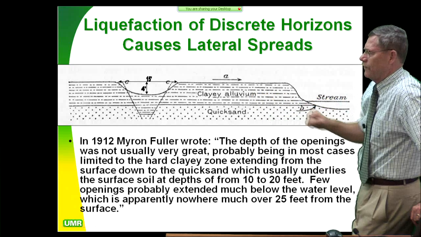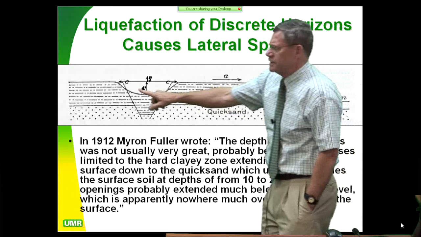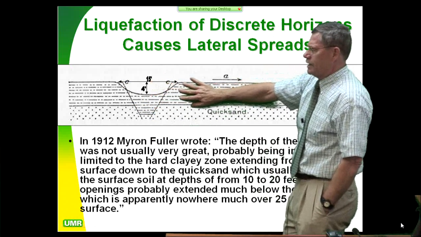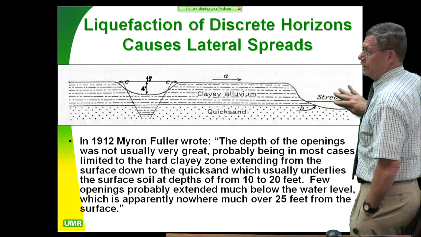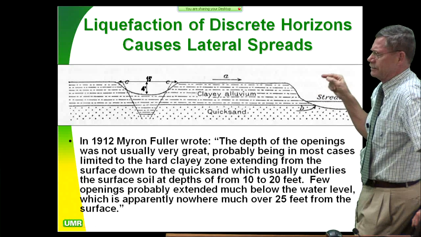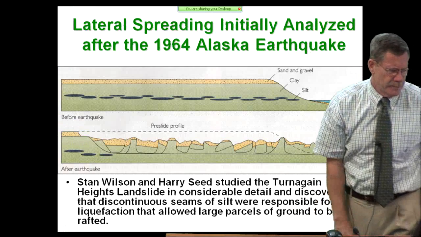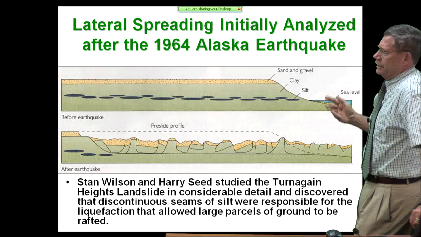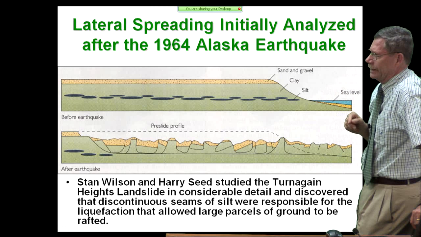But they extended very much below the water level, but probably not over 25 feet. And he realized that this graben structure that dropped down here was due to this block moving towards some void out here, the void being the river channel. So lateral spreads were first recognized right here in Missouri, back in 1913. Well, they kind of got forgotten about in the professional literature till we got to the great Good Friday earthquake, March 27, 1964, in Anchorage.